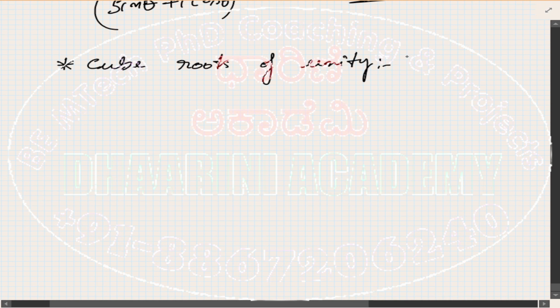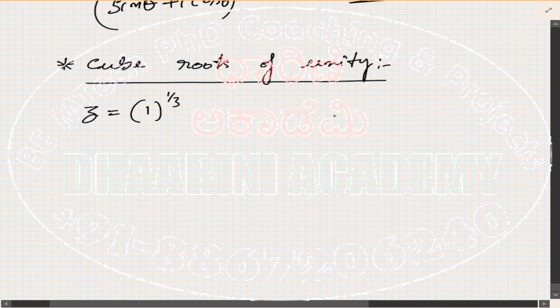Okay, this is cube root of unity, right? So in order to find the cube roots of unity, let us take the number denoted by z equal to 1 raised to the power 1 by 3. So that means z is equal to this. So you can actually write this as z cube is equal to 1, cubing both sides. Okay, so in other words, we can rewrite this as z cube minus 1 is equal to 0.